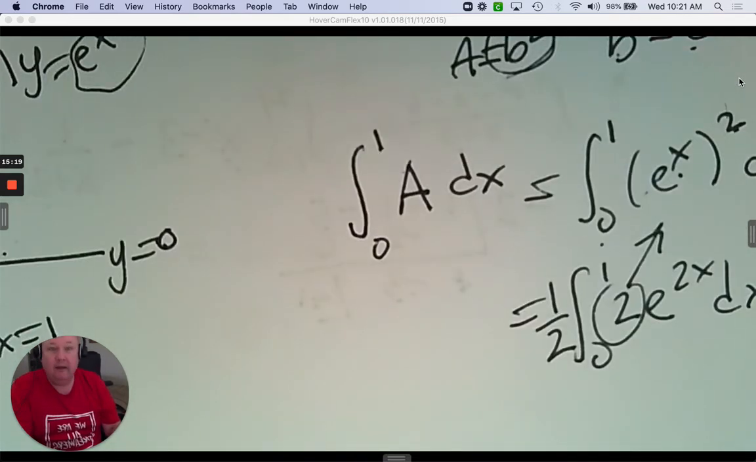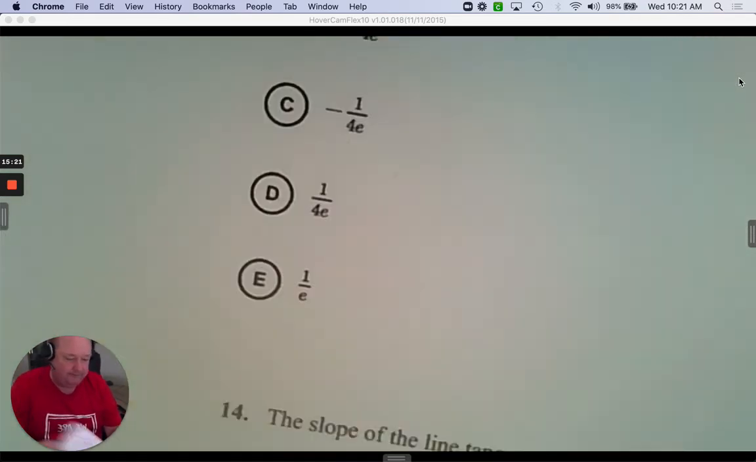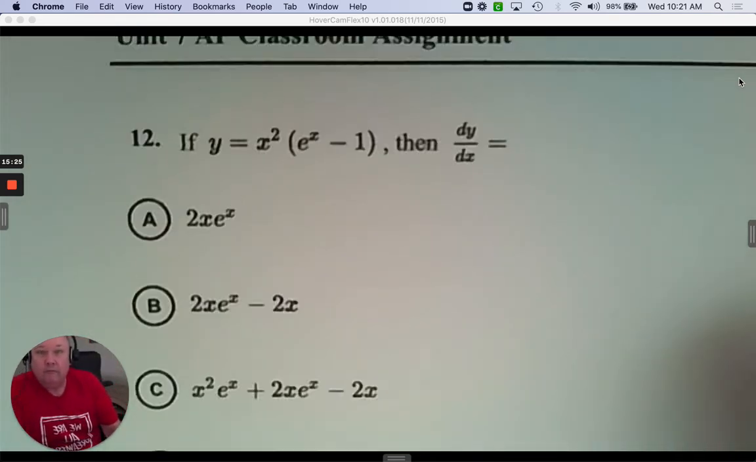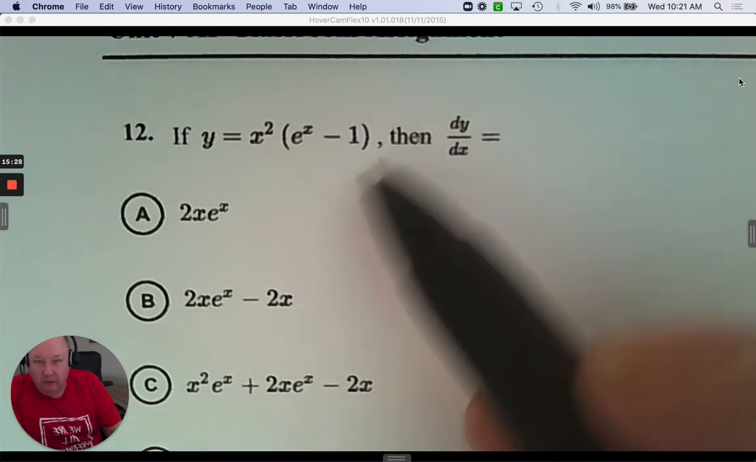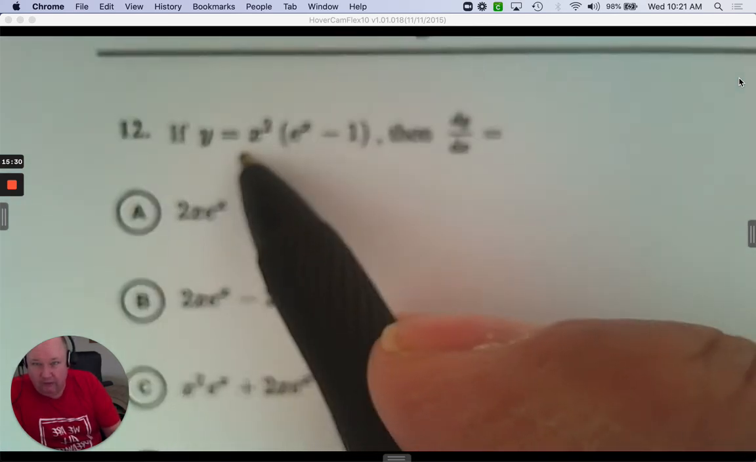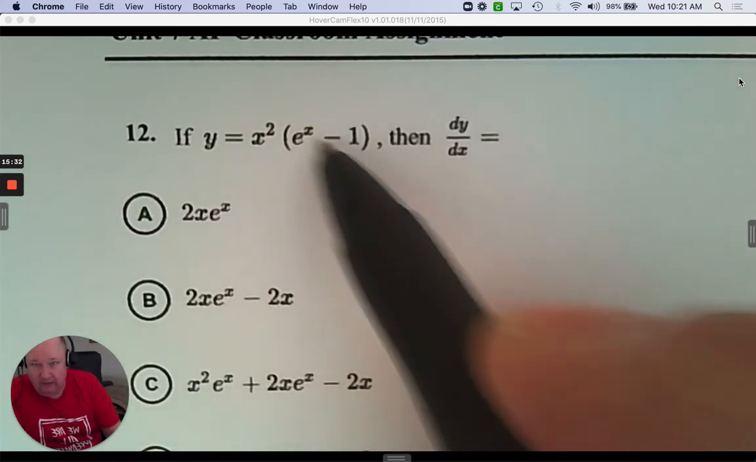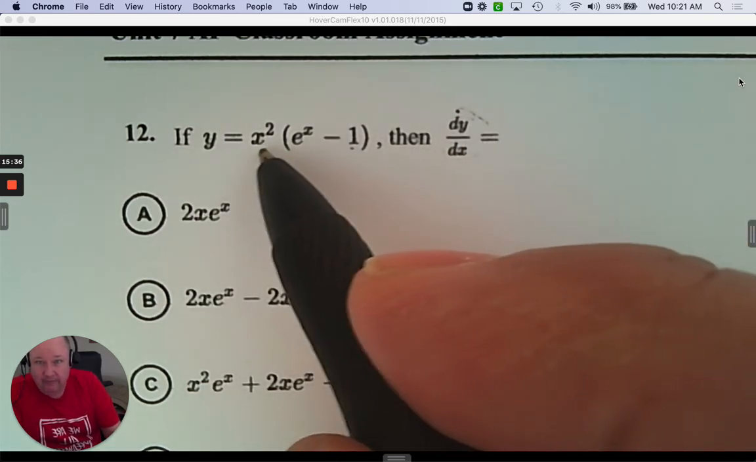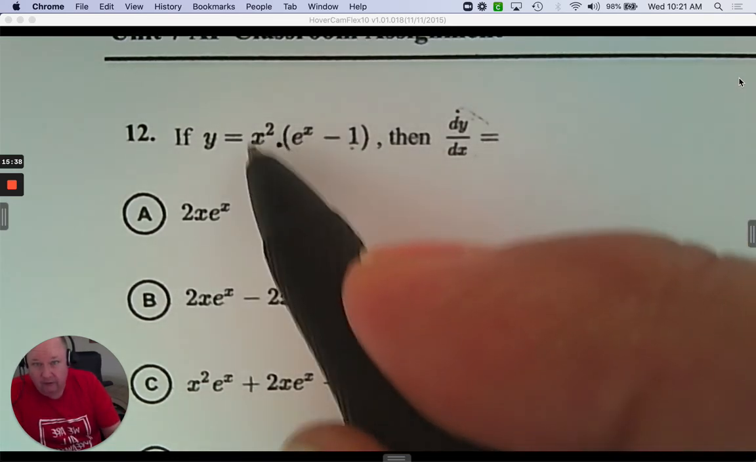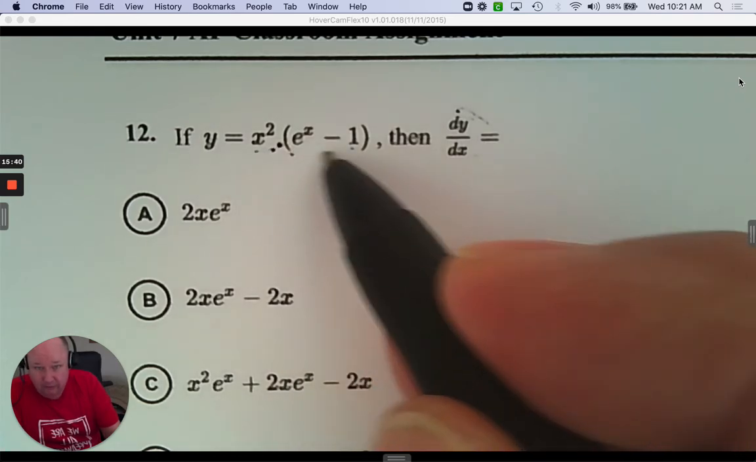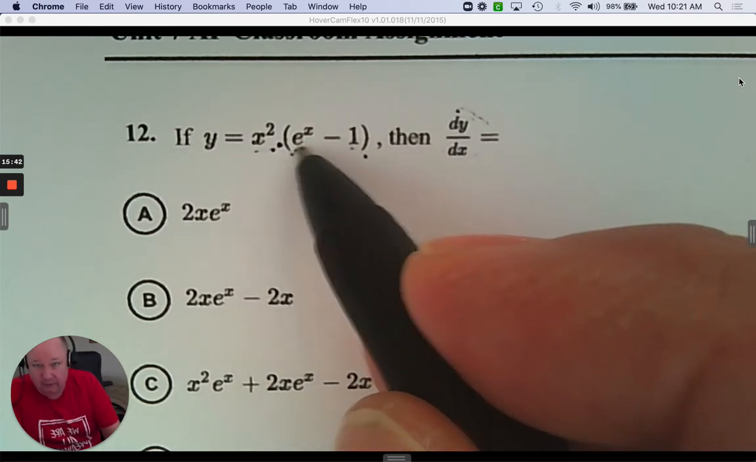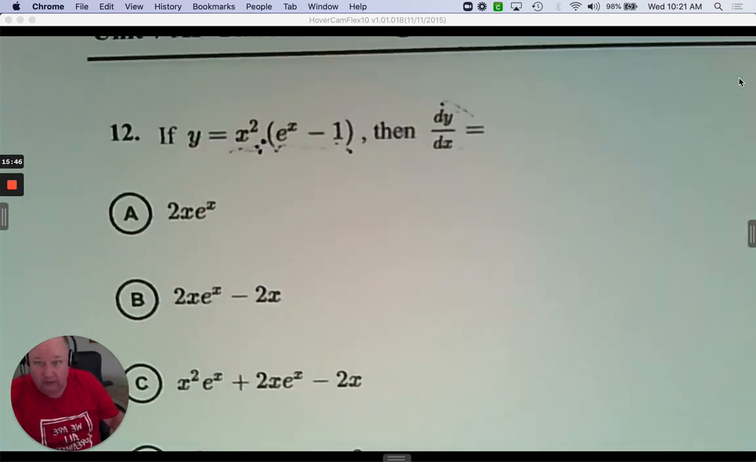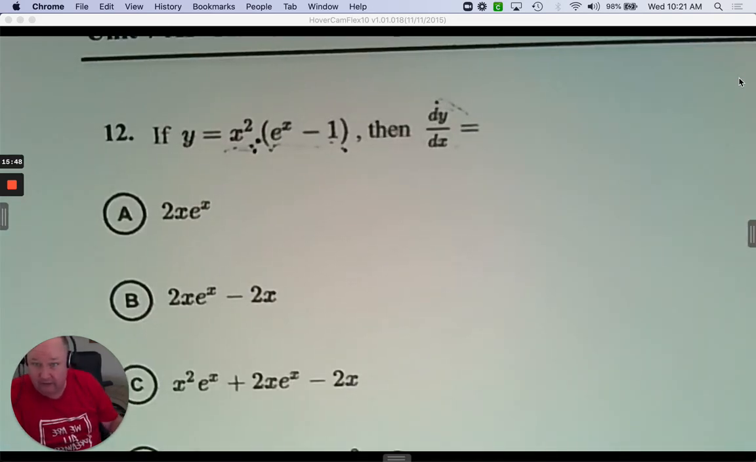All right, number 12. In number 12, you're given that y equals x squared times e to the x, subtract 1. Take the derivative. So my support is, this is the product rule. So it's the first times the derivative of the second plus the second times the derivative of the first. Show your work, simplify it, and then circle the answer.